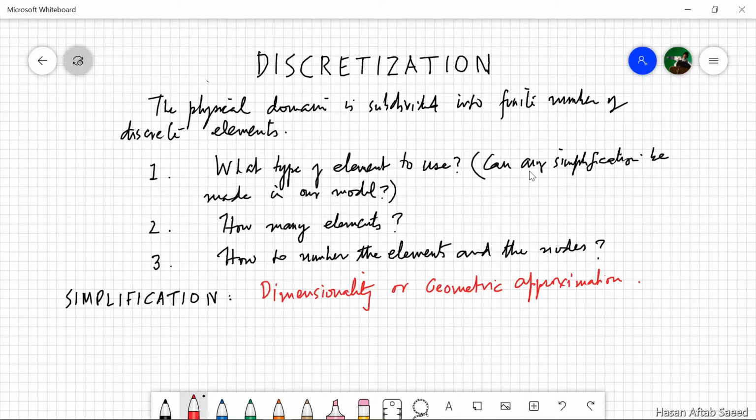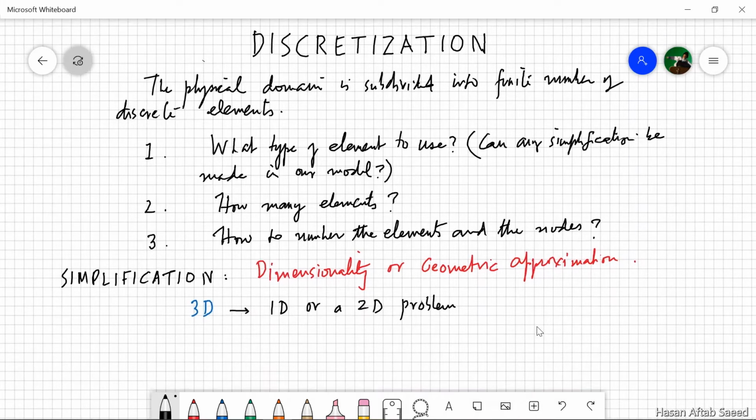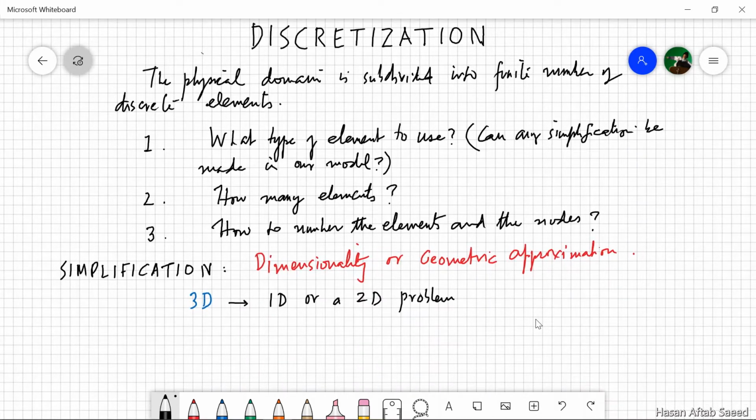Now, it is often possible to reduce the computational cost of a full 3D analysis by using a reduced order model. For example, in reality, it is a 3D body subjected to some forces, but it can be reduced to a 1D problem or a 2D problem if the geometry and loads satisfy certain conditions. So if that can be done, then it is always welcome, because it will cause a drastic decrease in the computational cost.